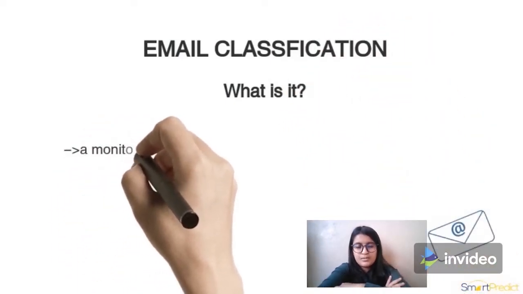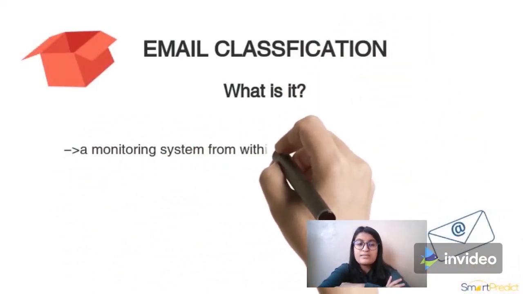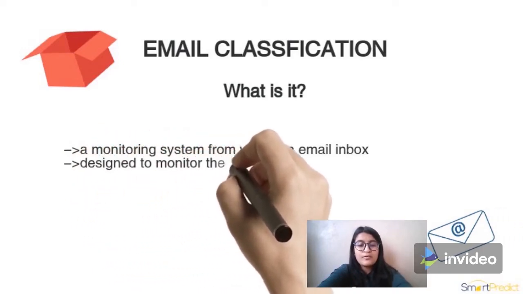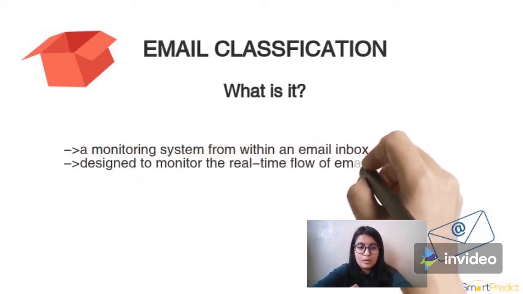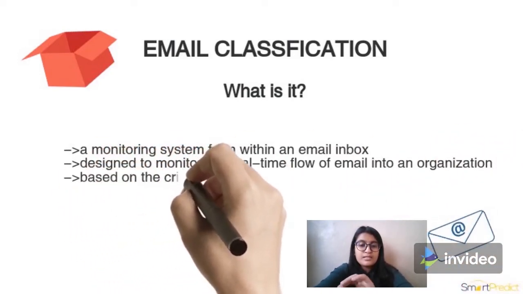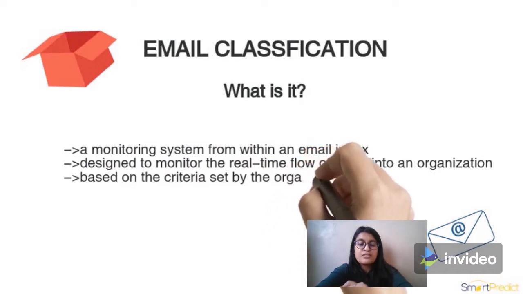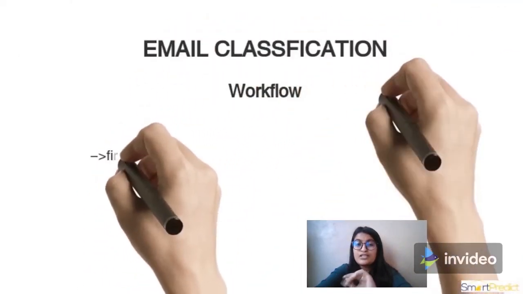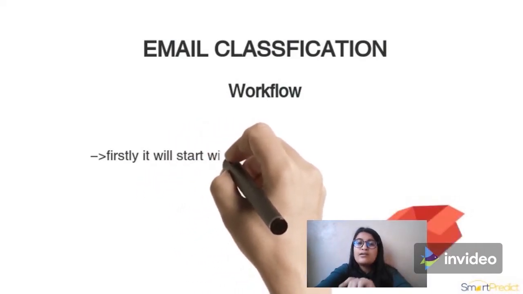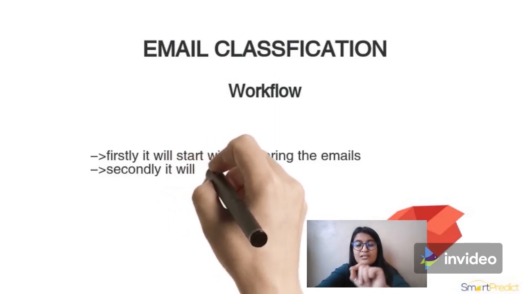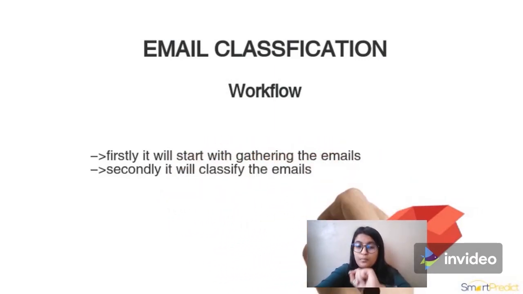The next use case we are going to talk about is email classification. Email classification is a monitoring system from within an email box designed to monitor the real-time flow of email into an organization. The system will classify each email based on the criteria set by the organization or the individual by automatically reviewing the content from the body of the email and the attachments.